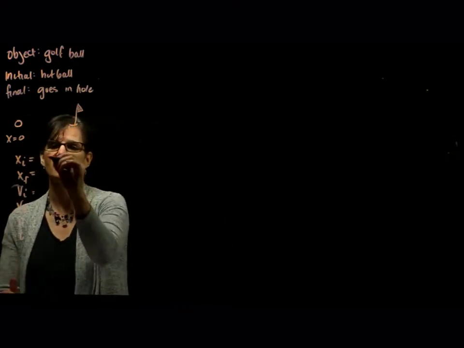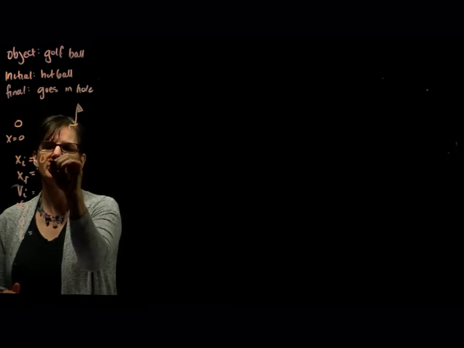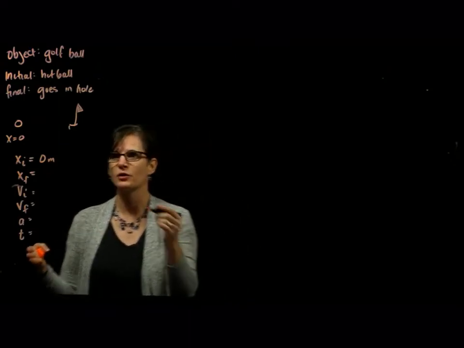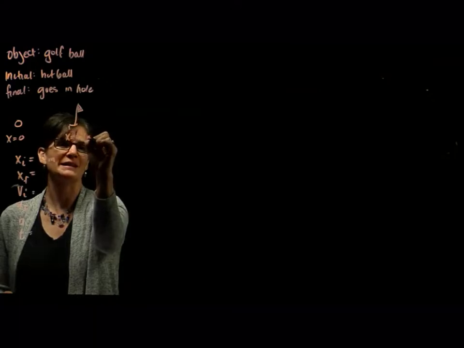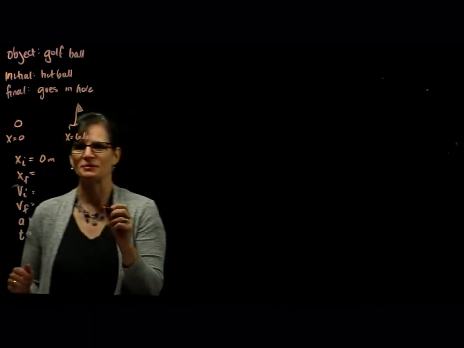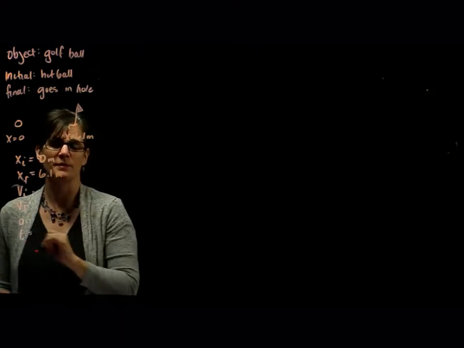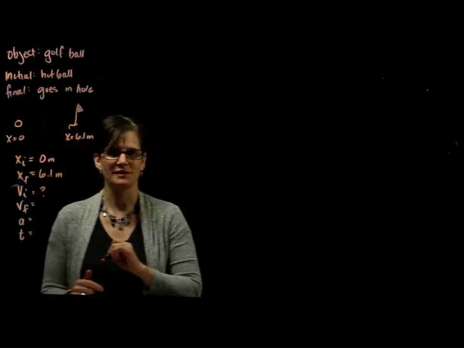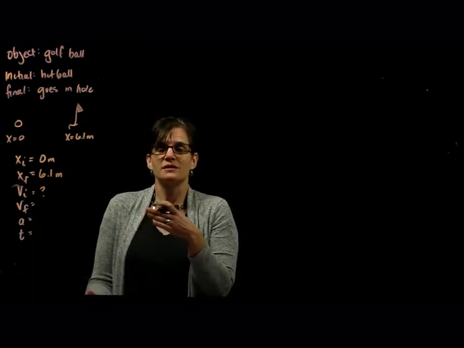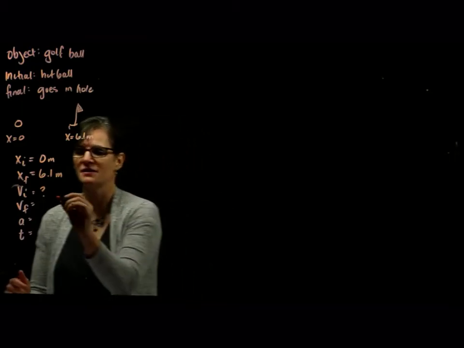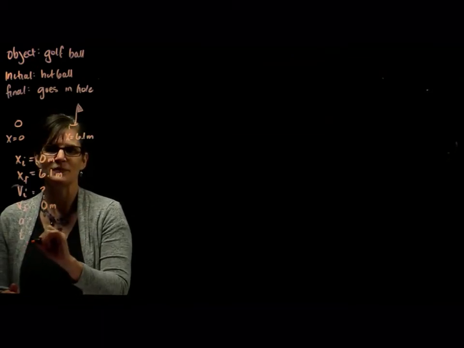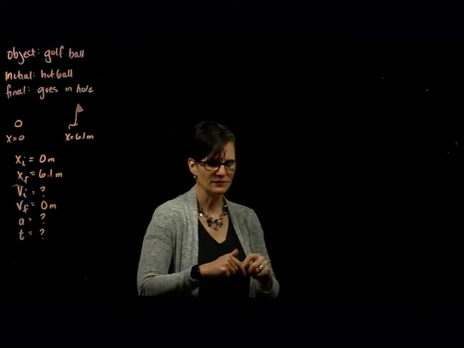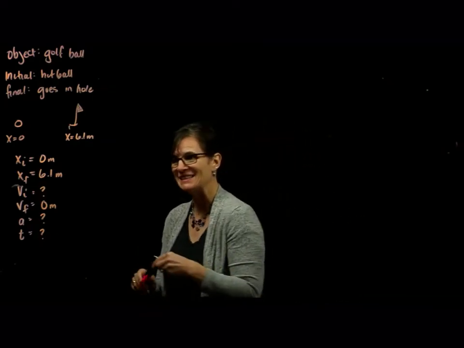X initial, well, the ball is starting when we hit the ball at X equal to 0. In the case of being successful in the putt, we know that the hole is 6.1 meters away. Let me just double check that. Yep, you need to make a 6.1 meter shot, so we have 6.1 meters. We're trying to identify what our initial velocity is for the successful putt, so we don't know the initial velocity. The final velocity, well, it's just going to make it, so it's right when it comes to rest. We don't know our acceleration, and we don't know our time.